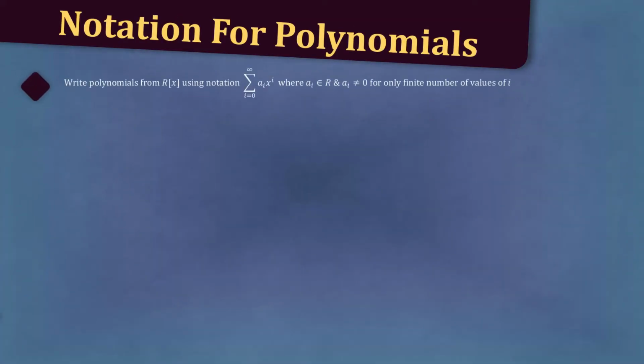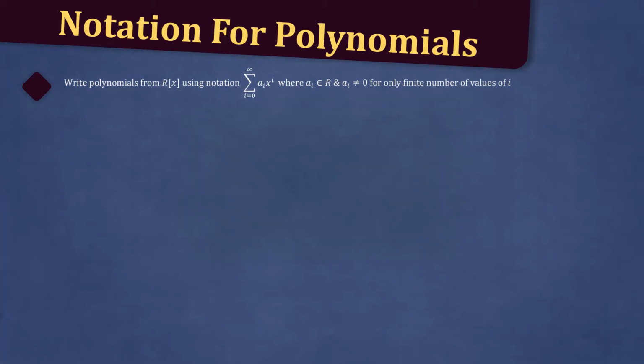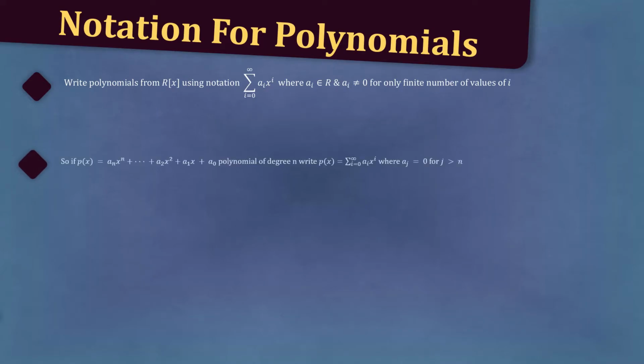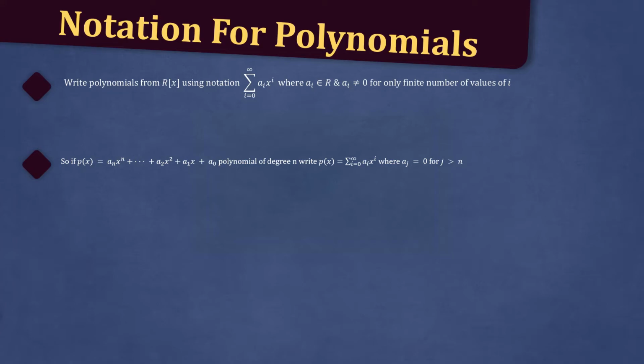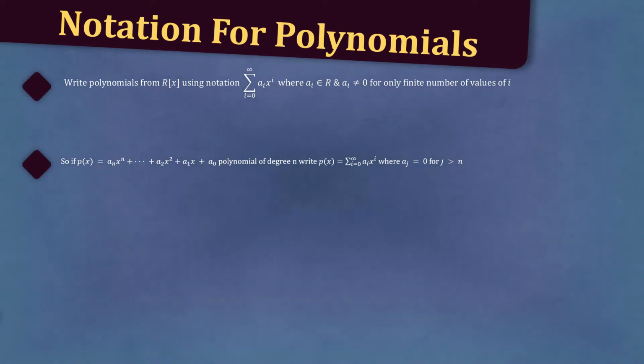We can write polynomials from R[x] using the notation the infinite sum from i equals 0 to infinity of a_i x^i, where a_i is in R and a_i does not equal 0 for only a finite number of values of i. So if p(x) equals a_n x^n all the way up to a_0 and is a polynomial of degree n, then we write p(x) is equal to the sum from i equals 0 to infinity of a_i x^i, where a_j is equal to 0 for all j greater than n.